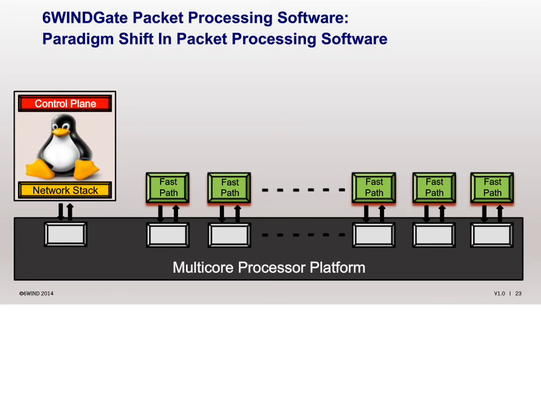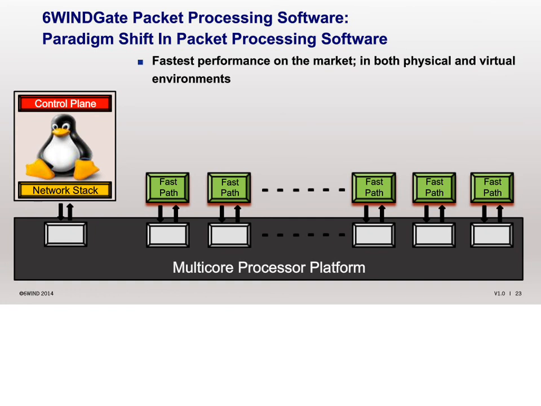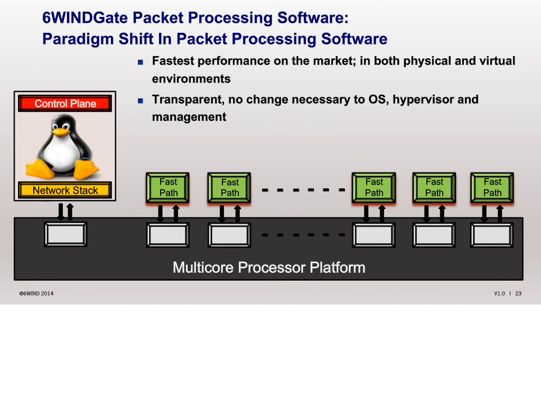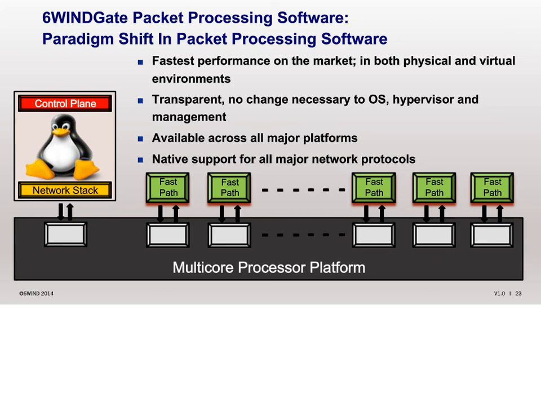We get the fastest performance on the market in both physical and virtual environments. The FastPath is transparently synchronized with Linux, so that existing Linux applications don't need to be modified. 6WIND users continue to use standard Linux configuration tools, and they benefit from the FastPath packet processing performance. The FastPath is available for all major multi-core hardware vendors on the market, including Intel, Cavium, Broadcom, and EZchip Tilera. And finally, the FastPath supports an extensive set of layer 2 to layer 4 networking protocols, including IP forwarding, IPsec, TCP UDP termination, Open vSwitch acceleration, and more.